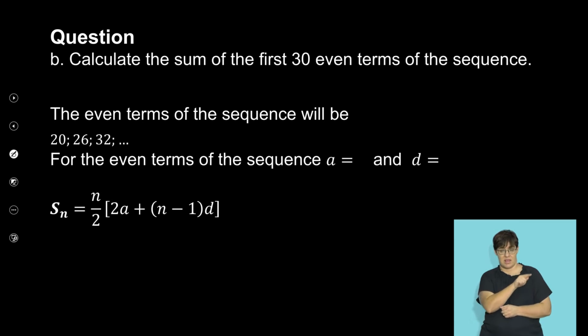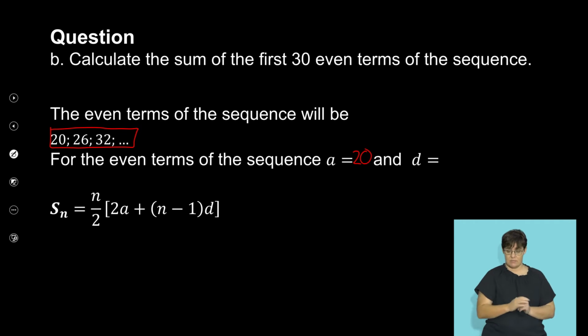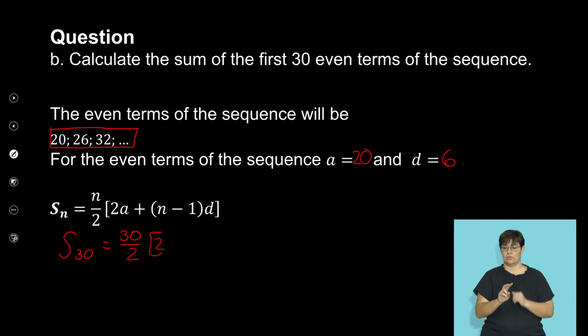So because these are my first 3 terms of the even sequence, I have to find a new A and a new D. So my new A is 20, and my new common difference is 6. Then I'm going to substitute this all into the arithmetic series formula. So the sum of the first 30 terms will be equal to 30 over 2 times (2 times A, which is 20, plus 29, because it's n minus 1, times 6).